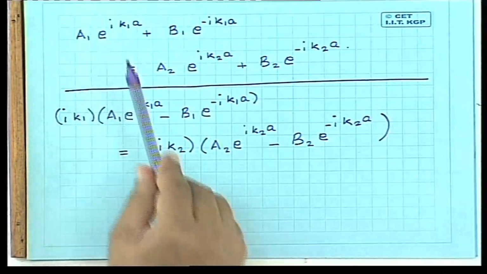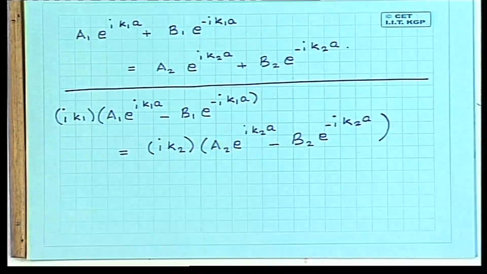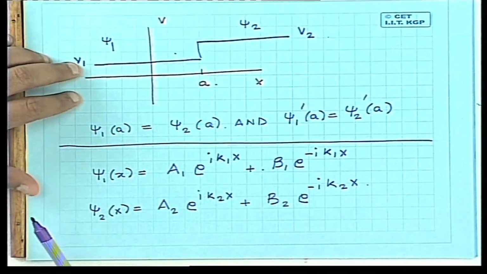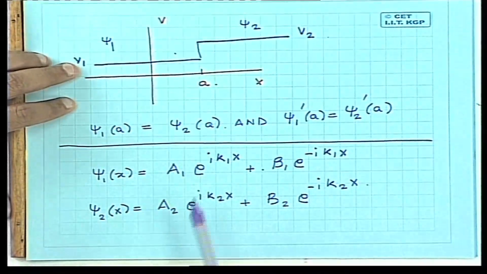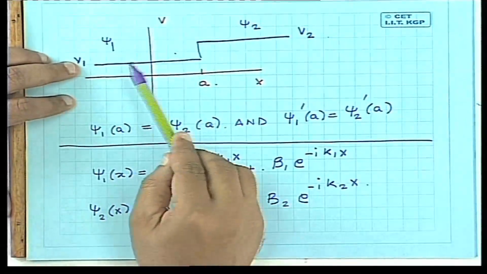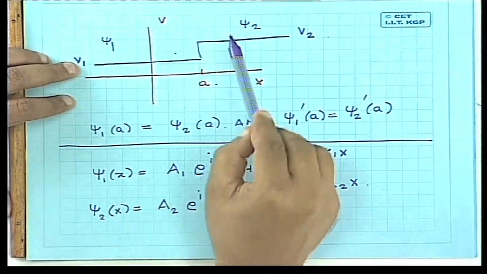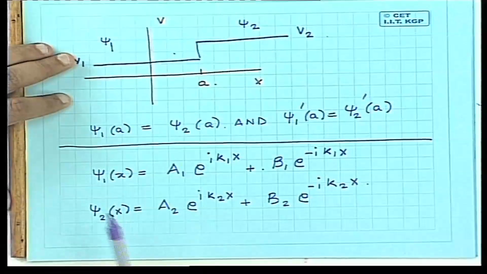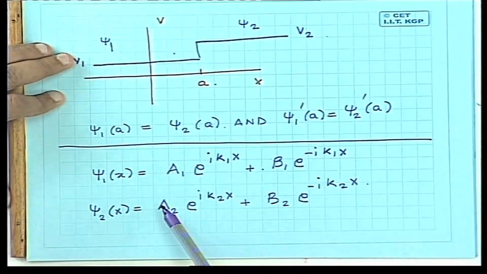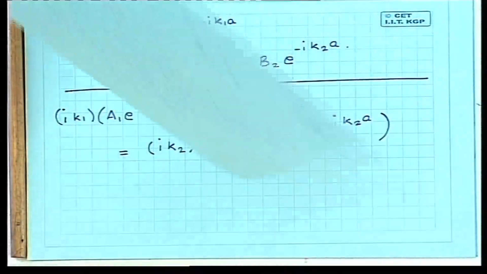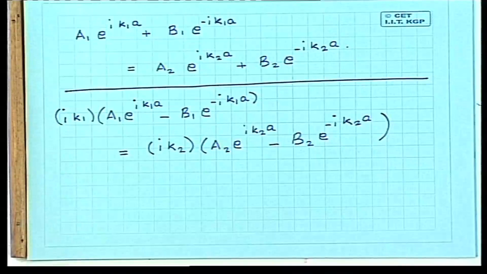So we see that these coefficients are not independent. If I fix the wave function psi 1 in this region, then there are two boundary conditions and two unknown coefficients in psi 2. So these two boundary conditions will fix the values of A2 and B2 and finally fix psi 2 on the right hand side. So basically what we have is a relation between A2, B2 in terms of A1 and B1. So let us work out this relation.